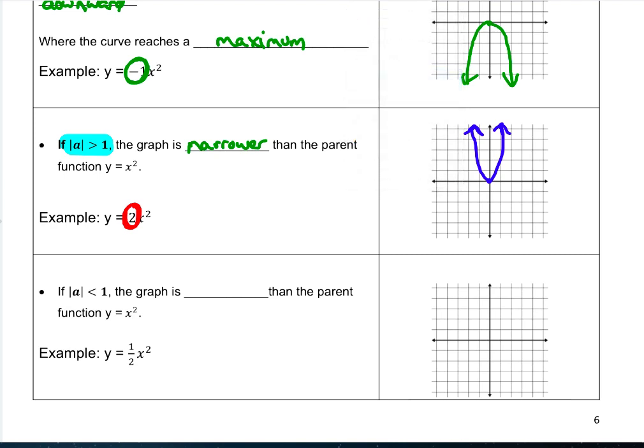If a is less than 1 in absolute value, so think a tiny decimal or a tiny fraction, something between negative 1 and 1, like 1/2, it's going to be the opposite: wider than the original function was. So we might have something that looks like this instead of our original. So looking at that a value can tell us whether the graph is going to get wider or skinnier. It's also going to tell me whether it's opening up or opening down.